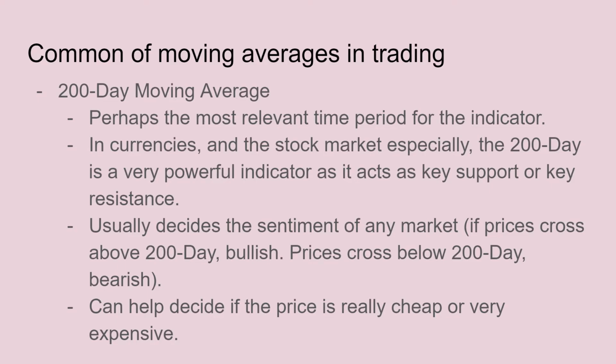Usually it decides the sentiment of a market, especially something like the stock market. If price is above the 200-day moving average, that's a long-term bullish outlook. And if price is below, it's a long-term bearish outlook. And it can help decide if price is really cheap or very expensive. So how can we use it in that way? How can we use a moving average that way?